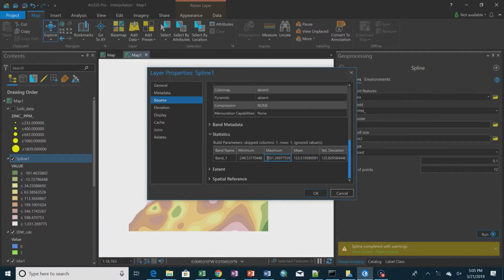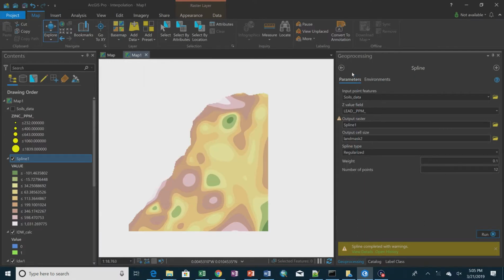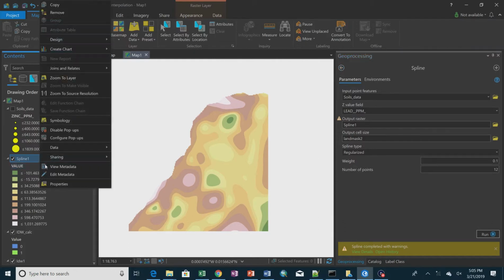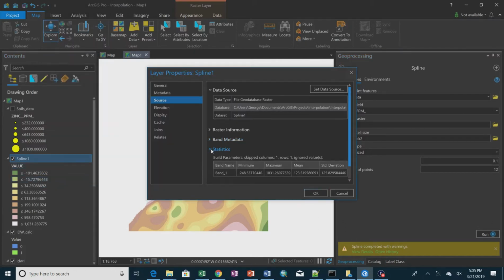What's that? Oh, sorry. So I'm going to change this to landmass 2. I'm going to change snap raster to landmass 2. I'm going to change cell size to landmass 2 and mask. So those 4 things: mask, cell size, snap raster, and extent. You don't have to mess with coordinate system. I right-click on it and say Properties. Yes, and that's where I get the statistics. Make sure that you copy the whole thing, though. I didn't actually. I messed up.